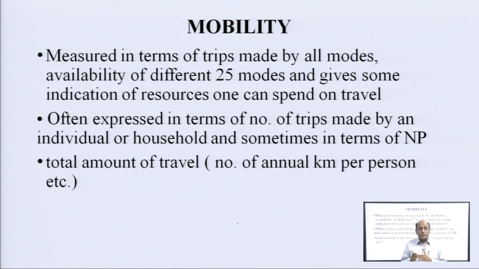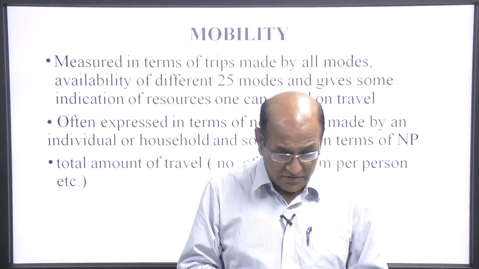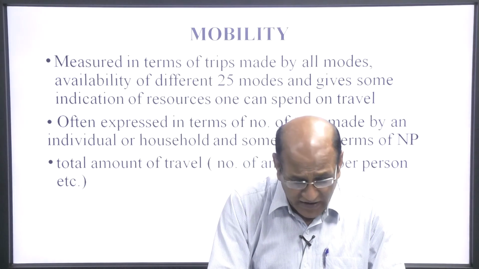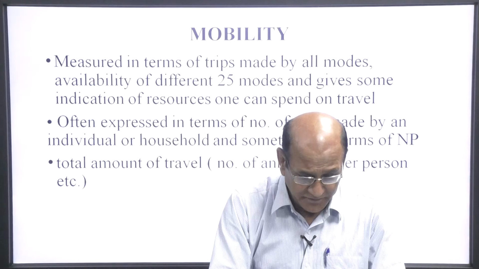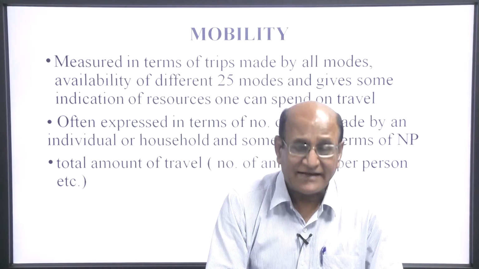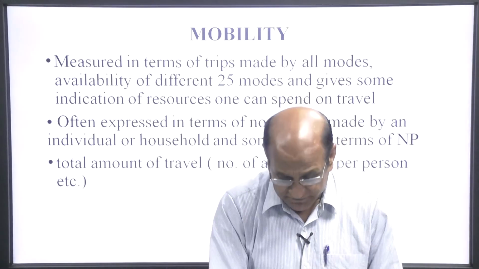Availability of different modes gives some indication of the resources one can spend on travel. Often expressed in terms of the number of trips made by an individual or a household, or sometimes in terms of the total amount of travel, number of annual kilometers per person, etcetera. So, this is the mobility.